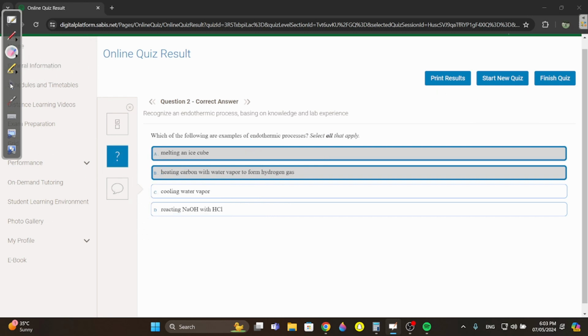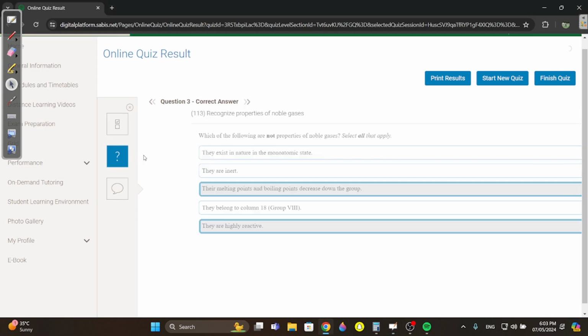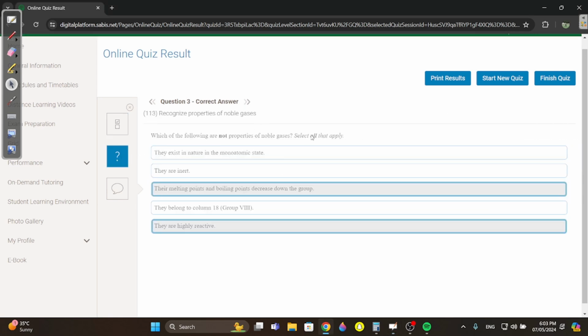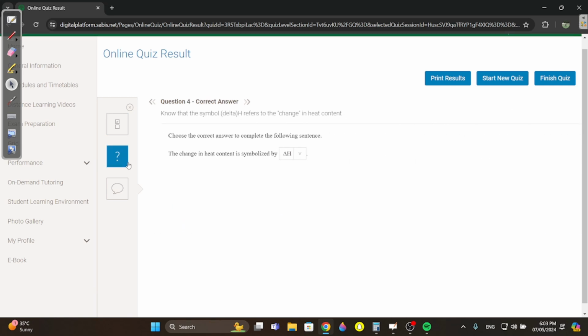Okay. Question 3. I think now they started Hess's law. Oh, still okay. Which are not properties of noble gases? That's very easy. I'll go fast. You know, obviously highly reactive, and they don't decrease down the group. These are repeated many times. Yeah, it's actually in the quiz.